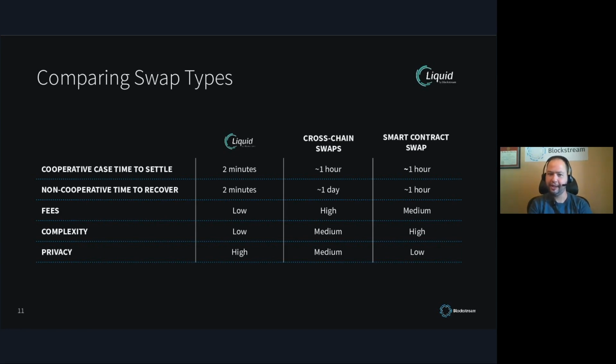The complexity on the cross-chain side is medium-high. You have to set up multiple sets of transactions to get this to work, and the privacy is a little bit apparent. You don't necessarily know it's an atomic swap or know the corresponding transaction, but all the amounts are visible and everyone can see what's going on. And on the smart contract side, everything is very visible and very complex. If there's any type of error or bug in the smart contract, you may have to wait on that.